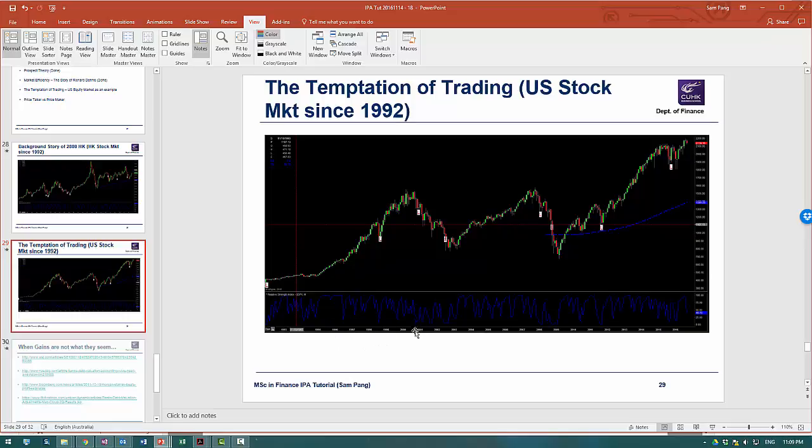Now you look at a graph like this, and let's say you invested here around this period, which was, so this is year 2000. This is when the stock market started to crash because of the internet bubble. So let's say you invested here.